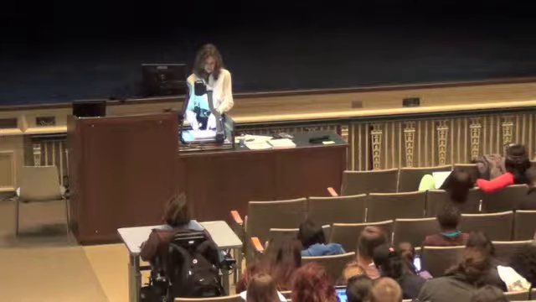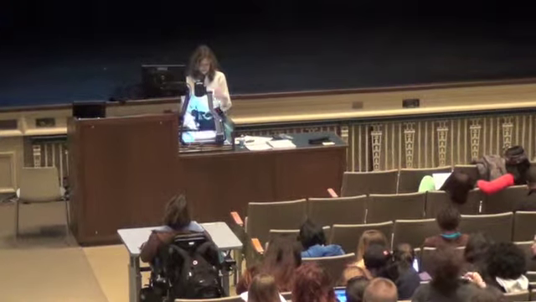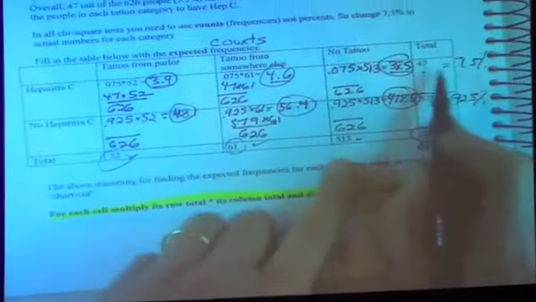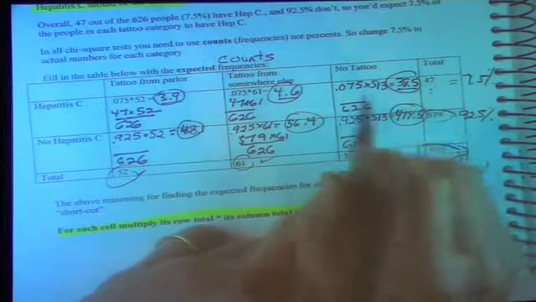So basically, I'd probably just say, okay, figure out the expected for one cell. So you'd go to one cell. Let's say it was this one. You could get the overall total and then just multiply the two totals here. Okay?